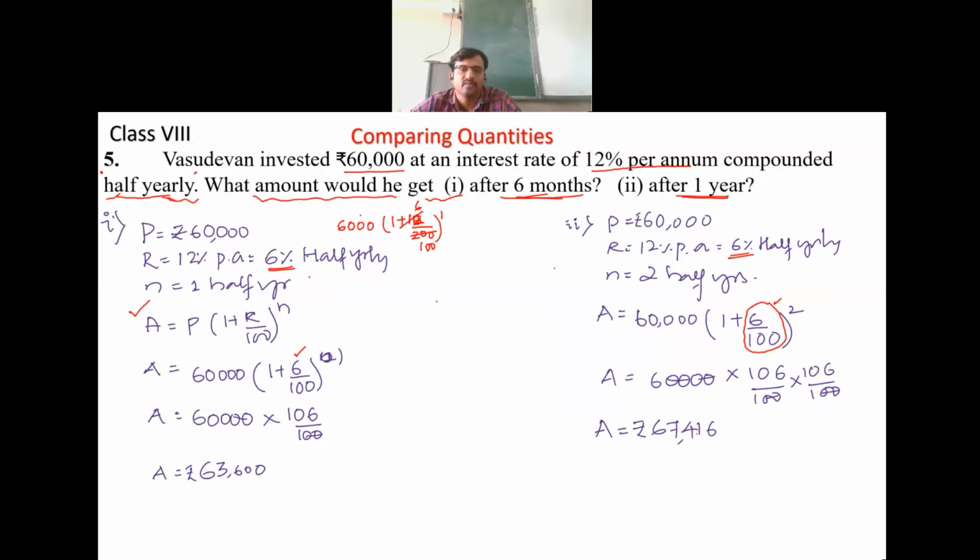How many quarters are there in 6 months? Two quarters. In 1 year, how many quarters? 4. 4 into 3 is equal to 12 months.